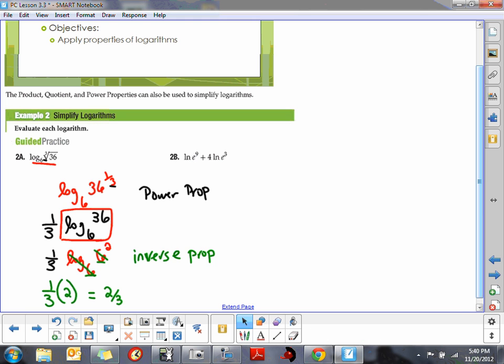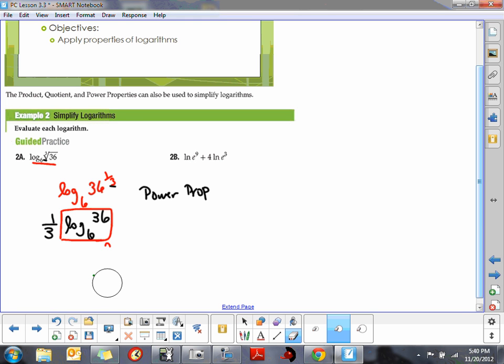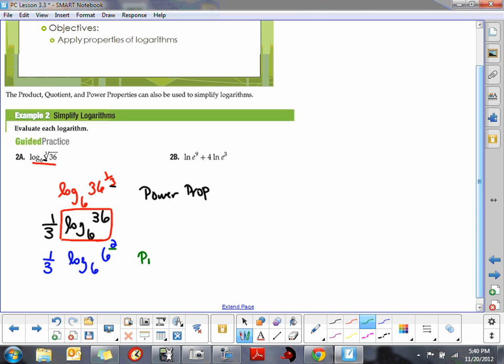Now I could have gone a slightly different approach. I'm going to come back to this part right up here, and I'll show you the flexibility that you have with these is quite large. So you can have 1/3 times the log base 6, and write this as 6 squared. And then once again we have a power rule: the log of a power is the power times the log. So I can take this 2 and bring it down here, multiply it times the 1/3. So it's going to be 2 times 1/3 times the log base 6 of 6.